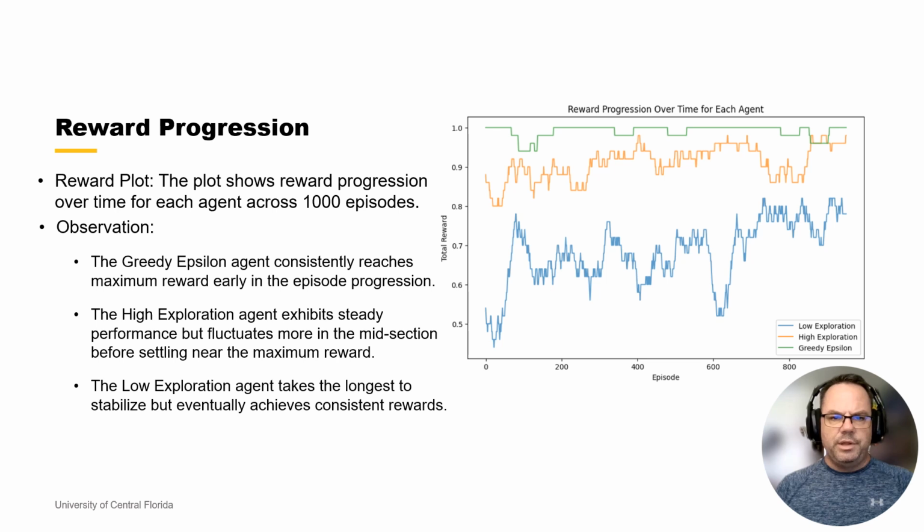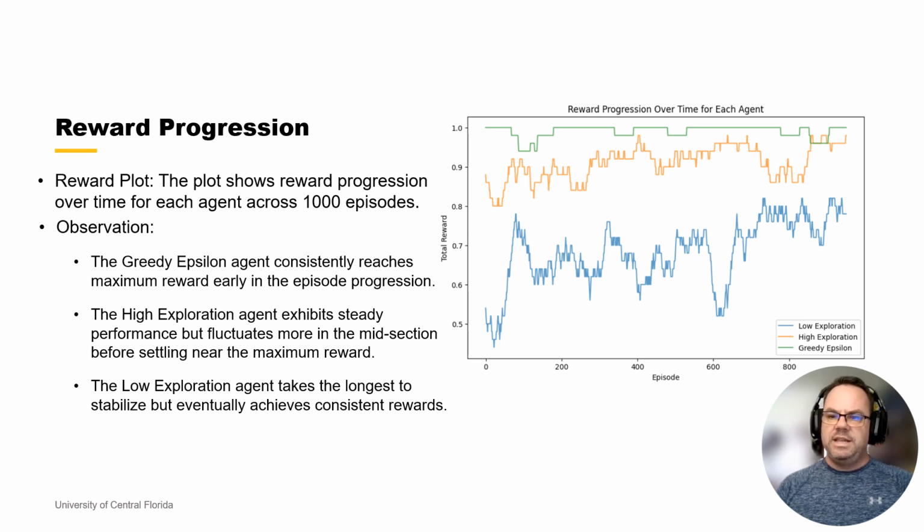Looking a little deeper into their reward progression, the low exploration agent had a slower start, but it showed steady improvement over time. It took longer to converge to optimal behavior because of its conservative exploration strategy. As it explored for a longer time, it took more episodes to start exploiting its learned behavior.